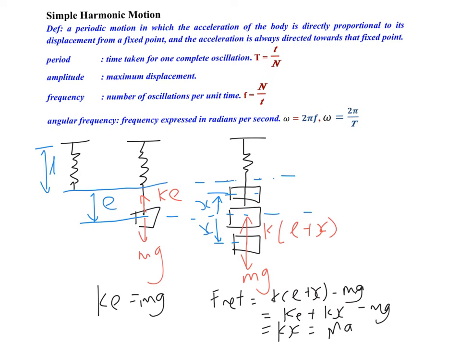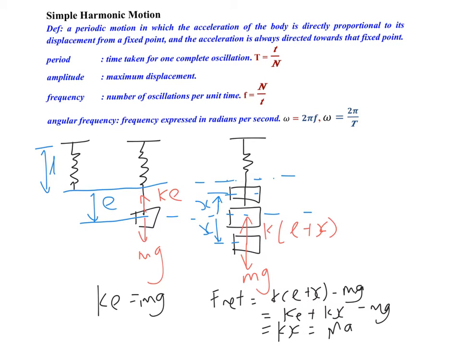And which direction is your net force? Do you see that because k(e plus x) is bigger than mg, your net force is pointing up. So if your net force points upwards, your acceleration also points upwards, which means your acceleration is directed towards the equilibrium position. Now some students ask me, what about if it is on top, will it also be the same equation?